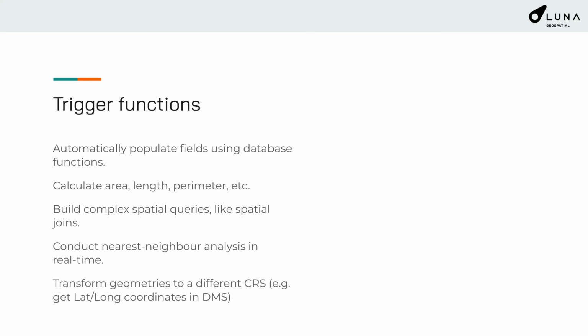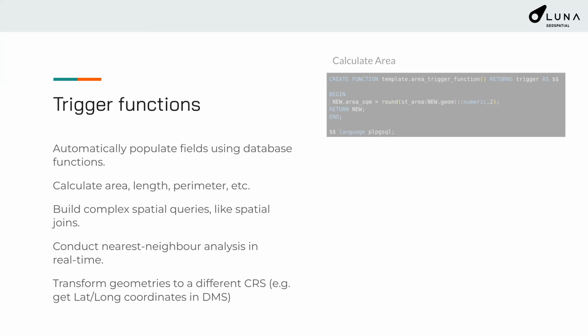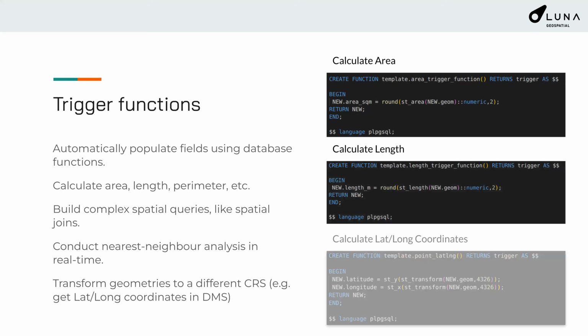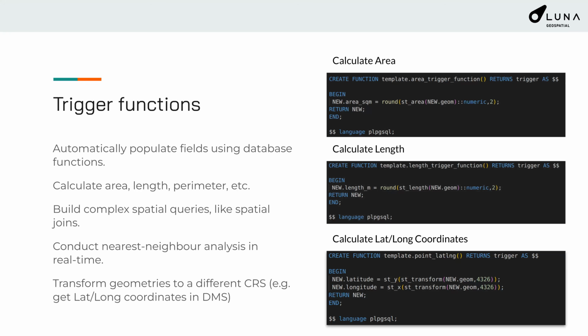We can transform geometries. We often do this where you're collecting data in UTM, but you want to have a field that holds the latitude and longitude coordinates. Not only that, you need them in degrees, minutes, seconds. Well, PostGIS can do all that work for you. So you can create these simple trigger functions to automatically populate these fields.